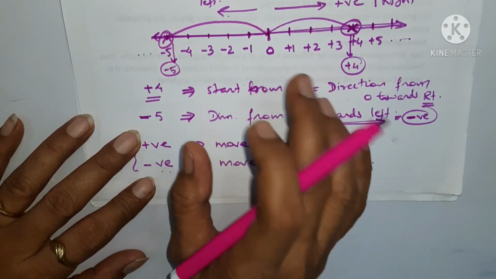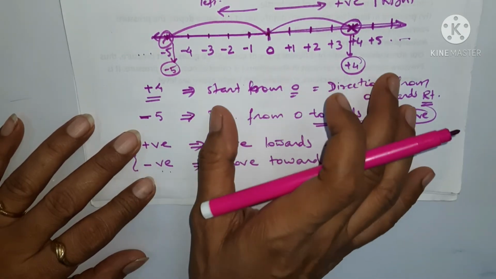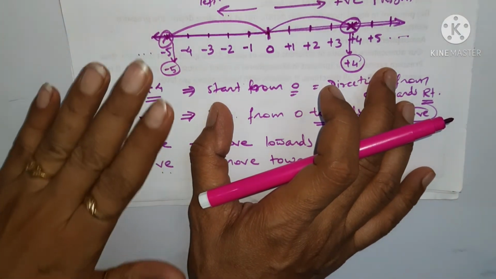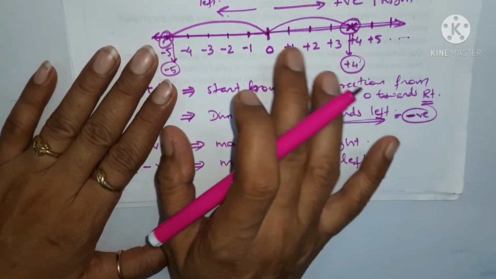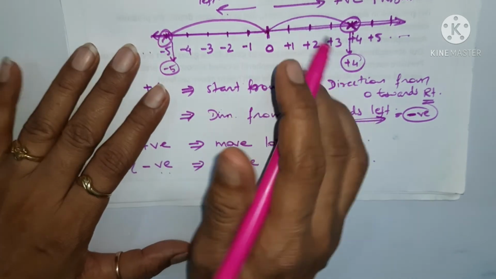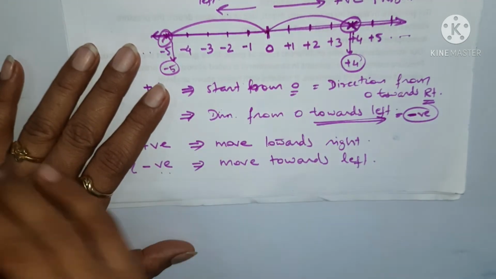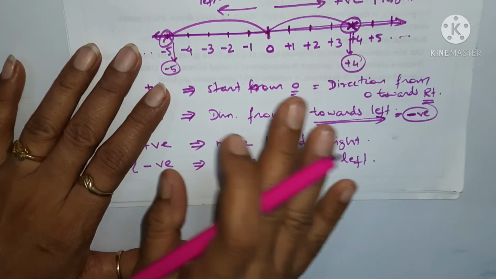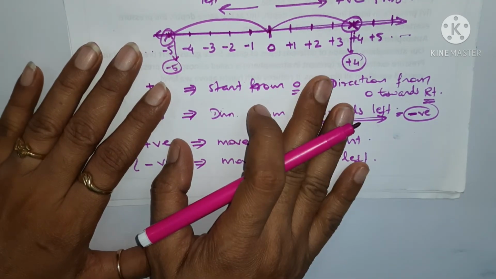All the positive, negative, 0, all 3 different types of numbers can be presented on a number line of integers, because integers is the group of all these 3 types of numbers: negatives, positives and 0. Okay, so this is how we are going to do in case of integers.